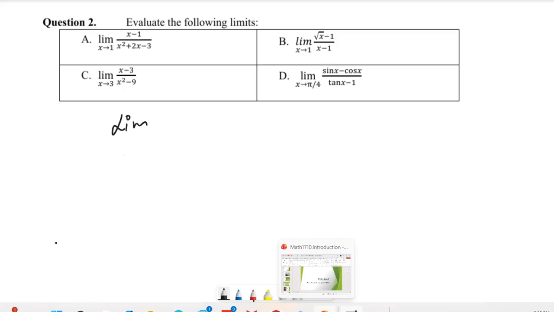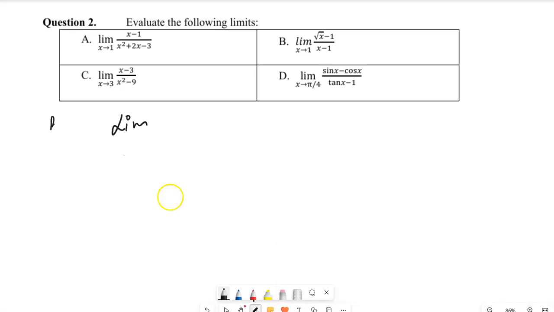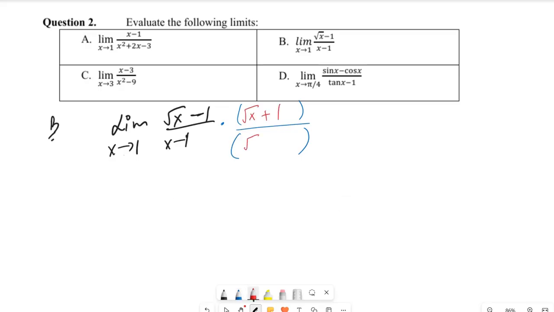Let's try part B. Limit x approaches 1 of (root x minus 1) by (x minus 1). This is a problem with a radical. Once again, if you try just plugging in 1, it's going to be 0 by 0, which does not exist. So first I'm going to try to rationalize this radical function. How you rationalize it is, you come up with another expression and multiply and divide by it. If you notice, it's the same expression in the numerator, but with the sign changed.